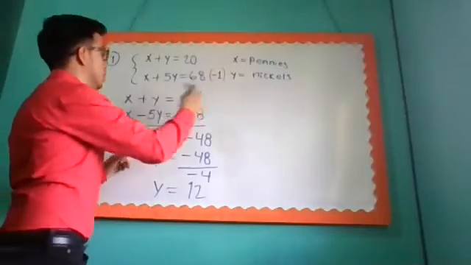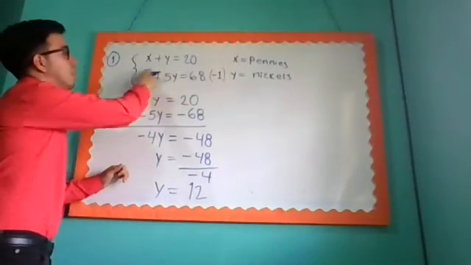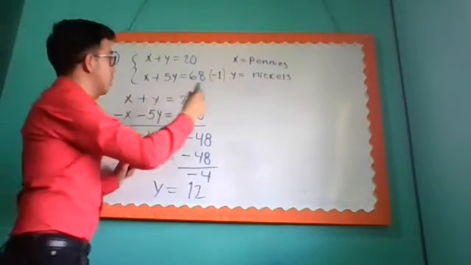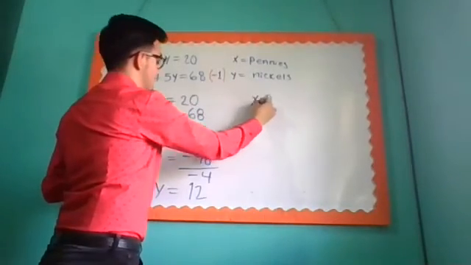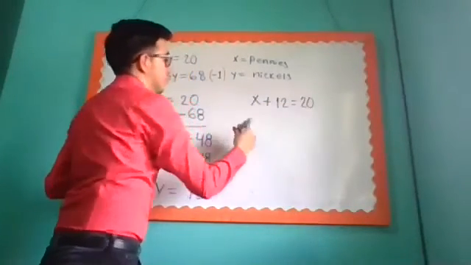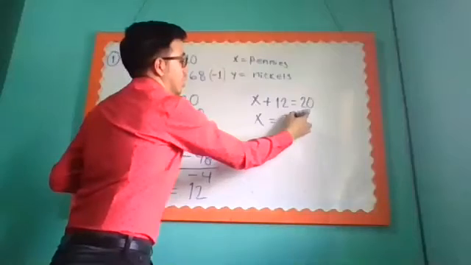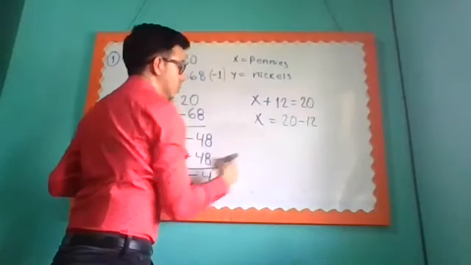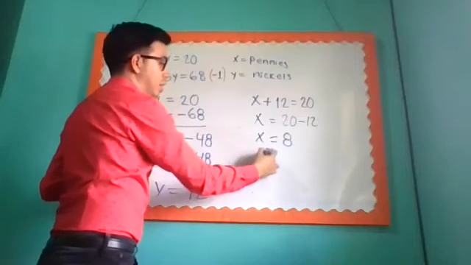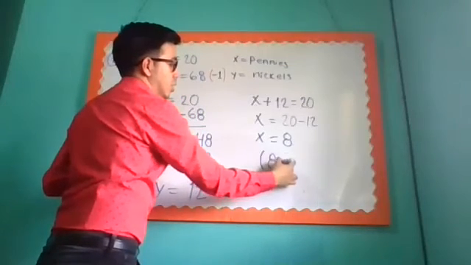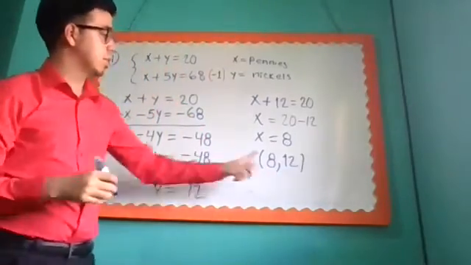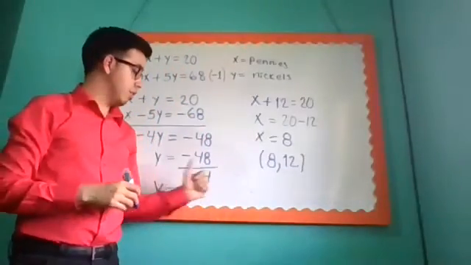So if we use the first equation, it's easier, I think. So if we have x plus 12 equal 20, then x is equal to 20 minus 12. x equal 8. So the ordered pair that we obtain is (8, 12). The value for x and the value for y.